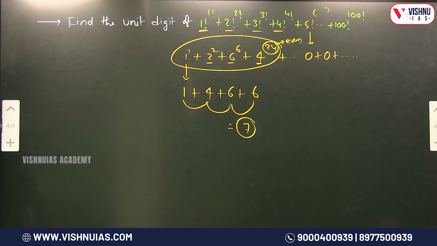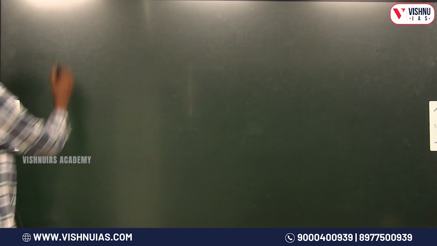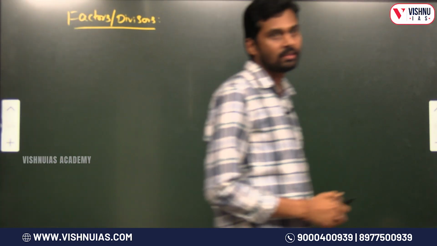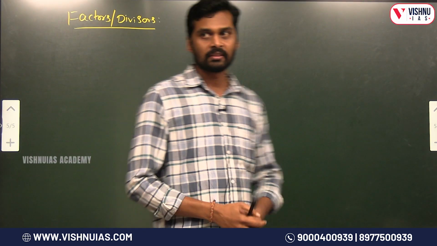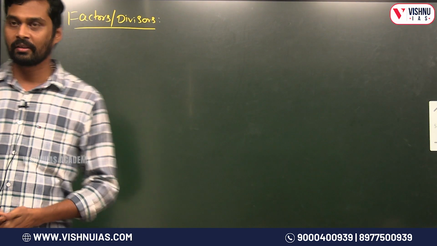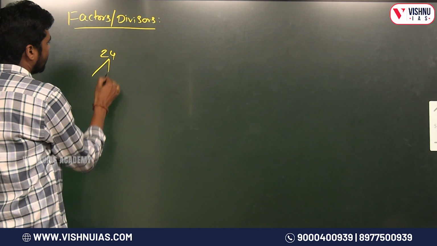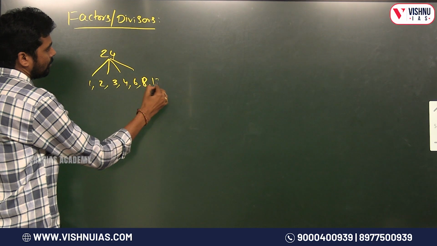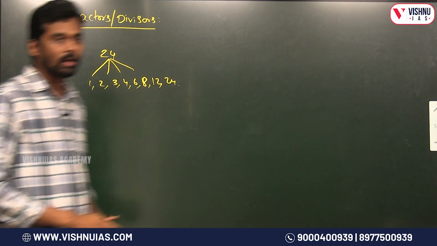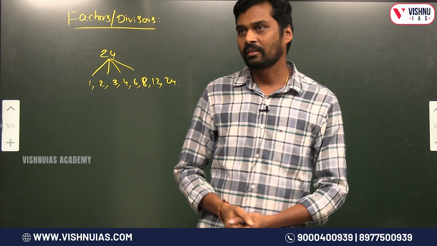Okay. The next concept is factors or divisors. And this is another important concept in the number system. So factors or divisors. Okay. So what is meant by a factor? Factor means that if any number is divisible by different numbers, those numbers are called factors. For example, 8, 12, 24.